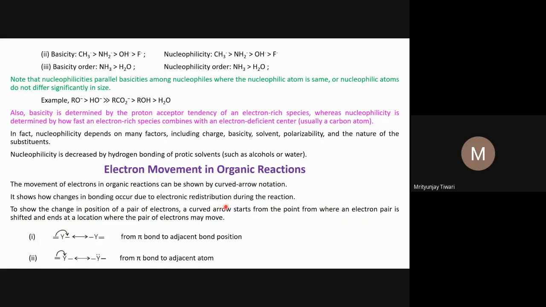To show the change in position of a pair of electrons, a curved arrow starts from the point from where an electron pair is shifted and ends at the location where the pair of electrons will move. These things we have already seen earlier. Now this kind of movement can be of three types in organic reactions, and you should understand this kind of arrow movement because while showing the reaction mechanism, arrow movement is very important.